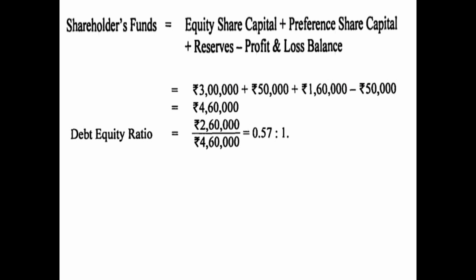Shareholder funds here, according to this question, means equity share capital 3 lakh plus preference share capital 50,000 plus reserves 1 lakh 60,000 minus the statement of profit and loss or profit and loss balance. Why are we deducting it? Because it is a loss. So minus 50,000. That means your shareholder funds will come to 4 lakh 60,000. Now you have the value of debt, you have the value of equity. You can put the values in the formula. Debt equity ratio, that is debt 2 lakh 60,000 upon equity 4 lakh 60,000. So your debt equity ratio will come to, in the simplest form, 0.57 is to 1.